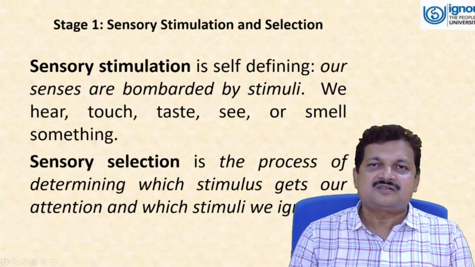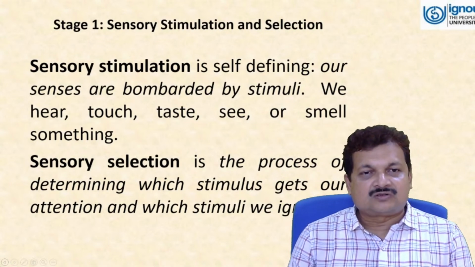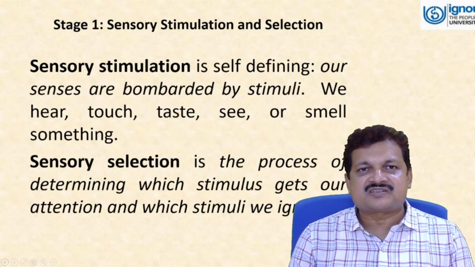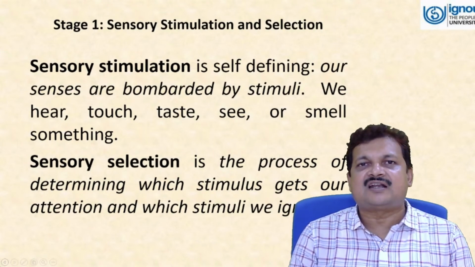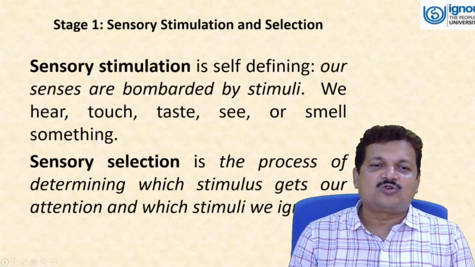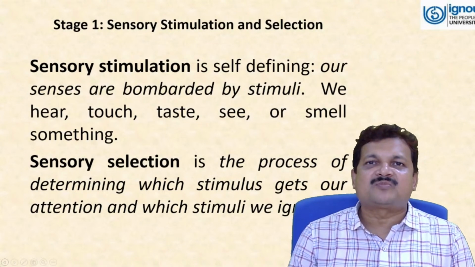Sensory selection is the process of determining which stimuli get our attention and which stimuli we ignore. I told you about selective attention versus attention. If you are not giving attention to a particular stimulus, it is not going to affect you. We know very well that when we are moving in a vehicle, many kinds of sounds are coming from different sources.